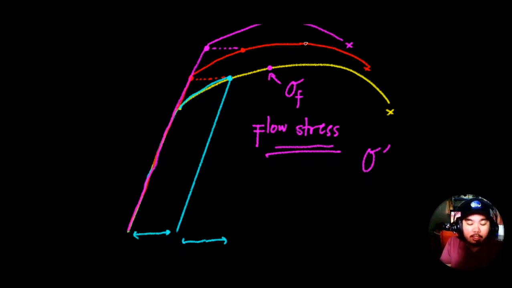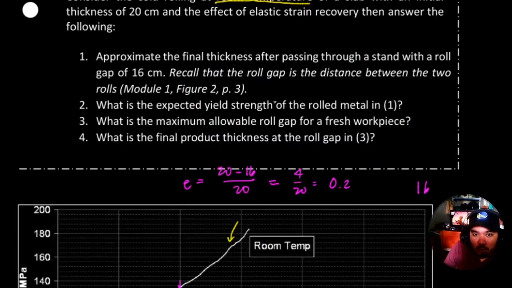Okay, so I think you get the concept of flow stress, no? So again, flow stress is important because ito yung value na ginagamit natin when we are computing for metal working loads. So with this flow stress, I think you should be able to answer this question, no? So it is related to the flow stress, no? Okay. So next is number 3. What is the maximum allowable roll gap for a fresh workpiece? Maximum allowable roll gap. Ay, di-discuss na ba to?